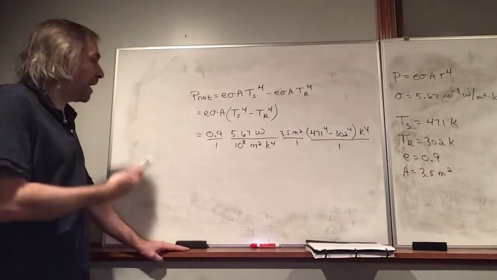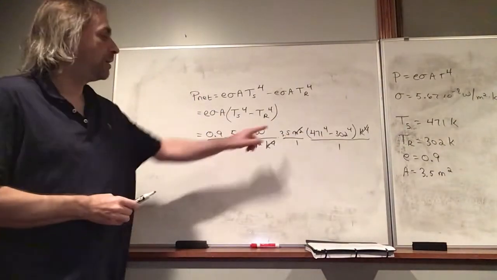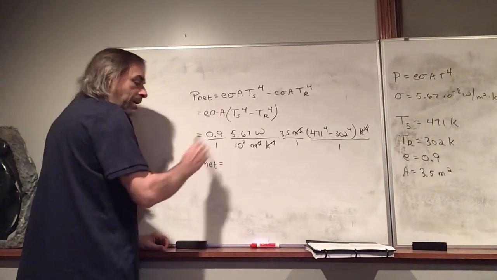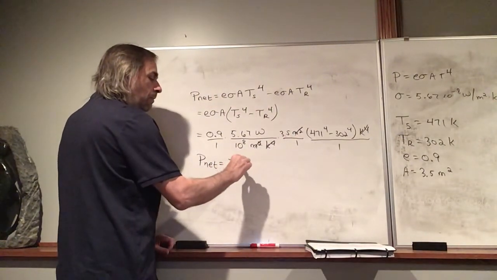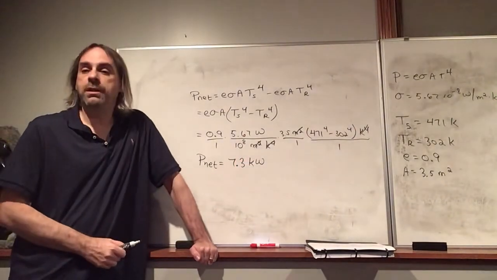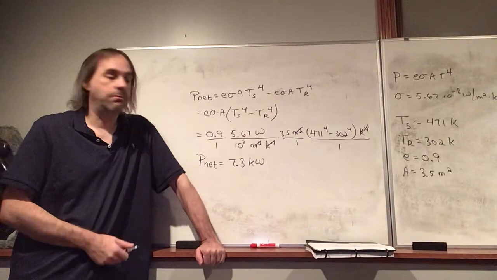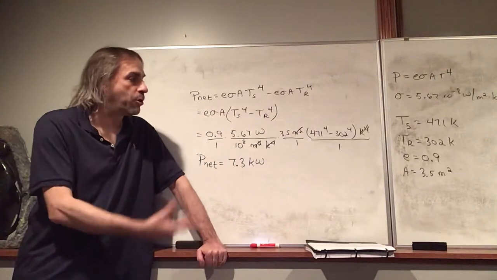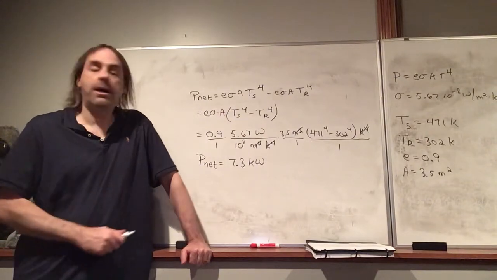So again, the units are going to work out very simply. Here we have meters squared cancel. So we get a power in watts. And if we plug in the numbers, the net power that it's radiating is 7.3 kilowatts. So again, it's a positive number because it's warmer than the room. So it's radiating more than it's absorbing. And again, that would cause it to cool off, but you've got a fire inside that's burning to keep it warm. Okay, so again, the black body radiation.